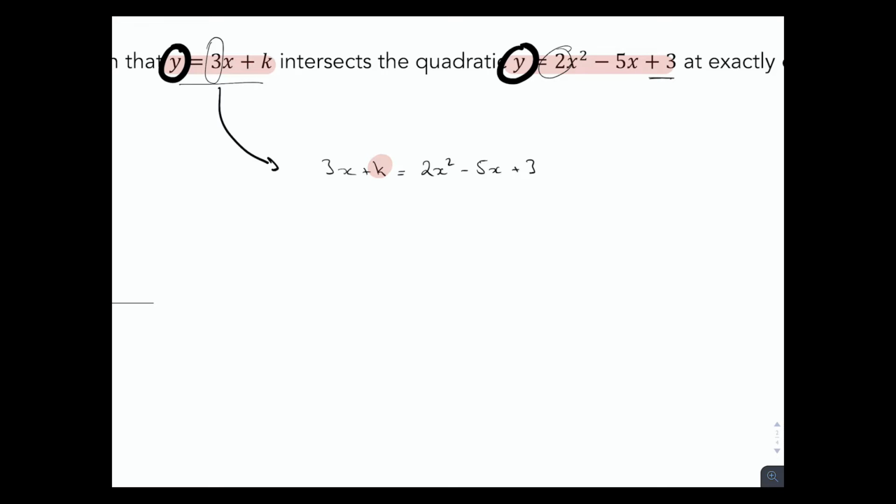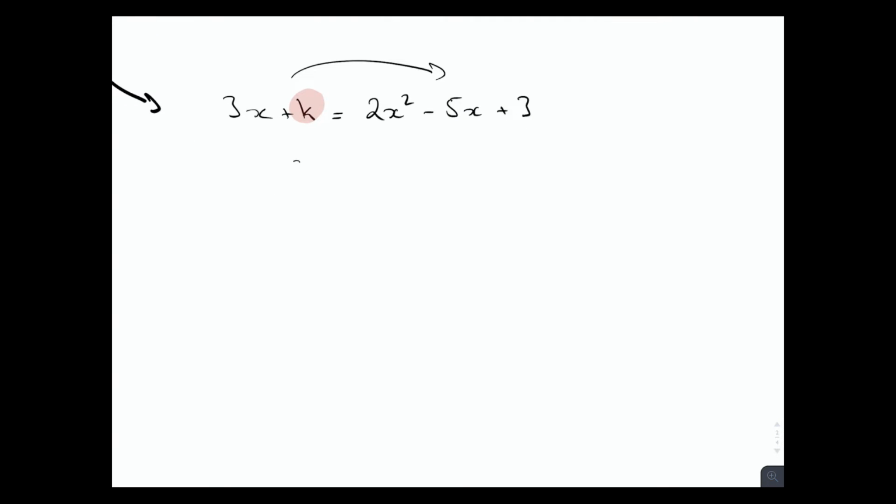So let's consolidate everything over to the right hand side. I'll be left with 0 on the left, and I'll have 2x squared minus 5x minus 3x plus 3 minus k on the right. And if I collect like terms, I end up with 2x squared minus 8x plus 3 minus k, and that equals 0.